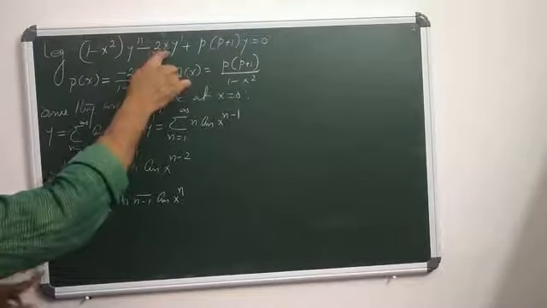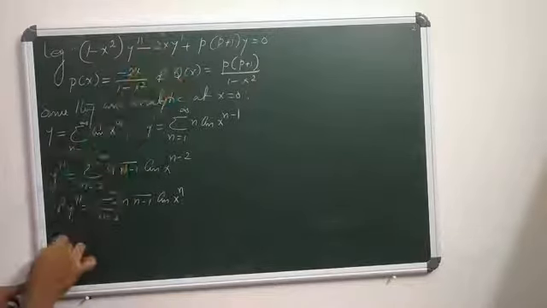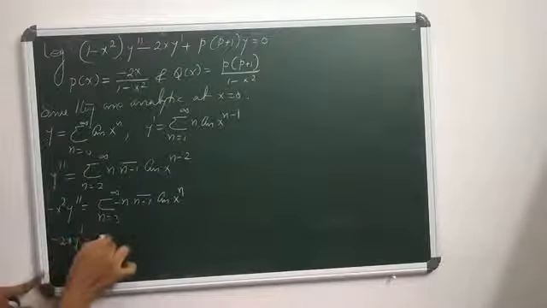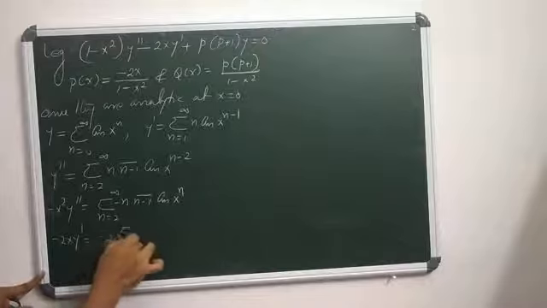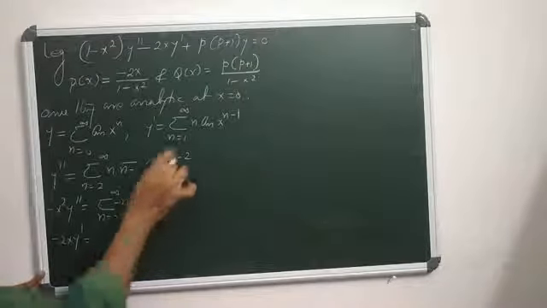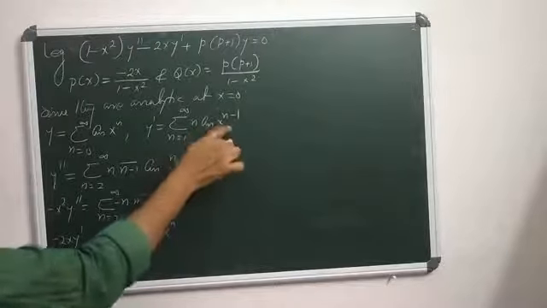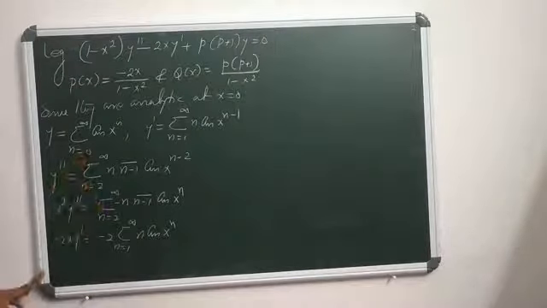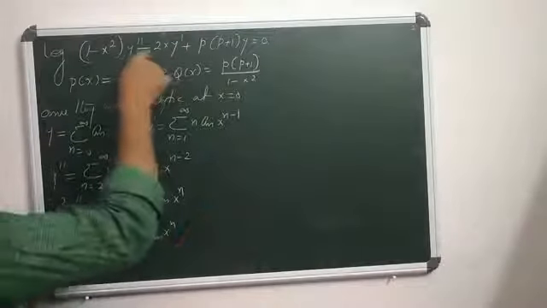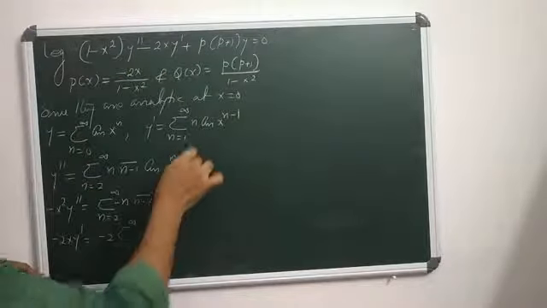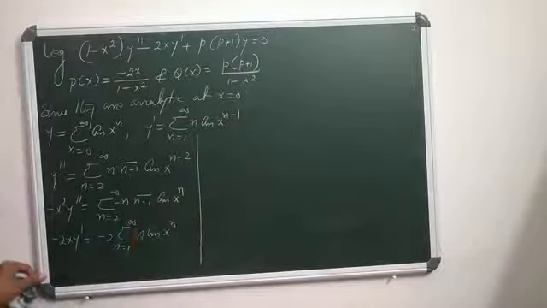Again there is minus 2x y dash. What is minus 2x y dash? It equals minus 2 into sigma n ranges from 1 to infinity n a n x power n. If you multiply x power n minus 1 with x, it will become x power n. Now apply all of these values here, and you get the coefficient of x power n to 0.